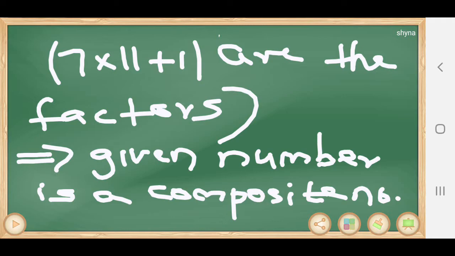Clear, dear children? Nothing more. If it is a composite number, it must contain more than two factors. Here we got one factor 13, another one is the inside of the bracket, that is 7 into 11 plus 1, that is we will get one answer, 77 plus 1, that we are not writing. Anyway, that's a number, that's a factor, and 1 is a factor of every number. Now we got 3, very sure that it has more than 2 factors, so it is a composite number.